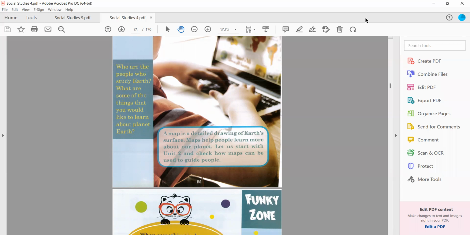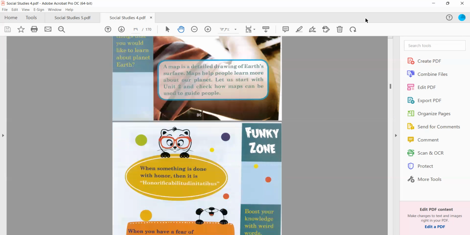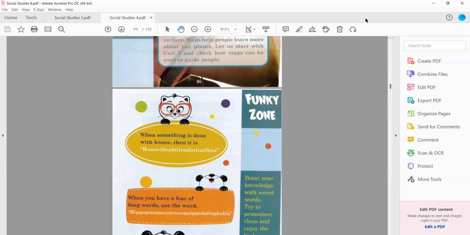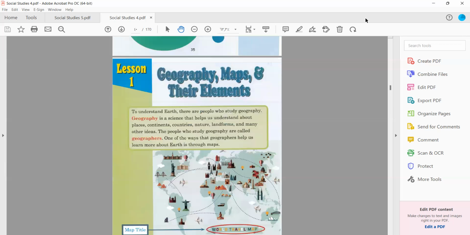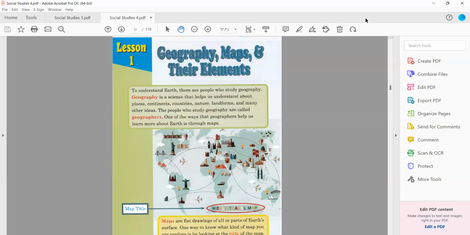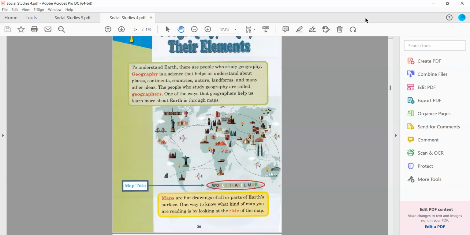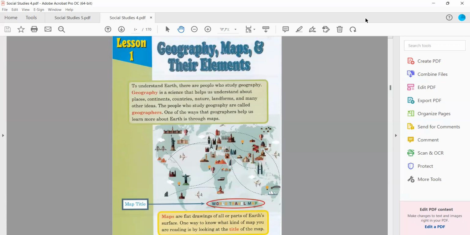And let us start with Unit 2 and check how maps can be used to guide people. So, the first thing we need to note is that maps are useful to people, and especially people who want to travel and people who want to transport and move between the continent. So, moving to page 36, lesson number 1 in this unit, geography, maps, and their elements.